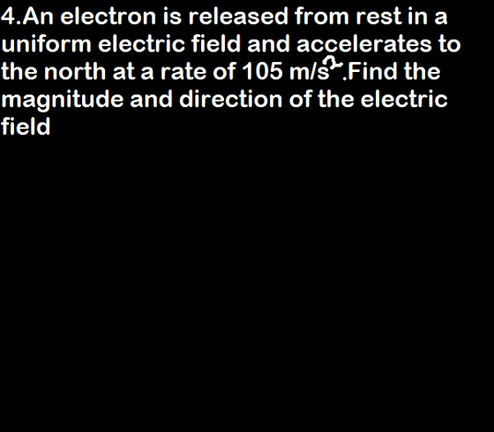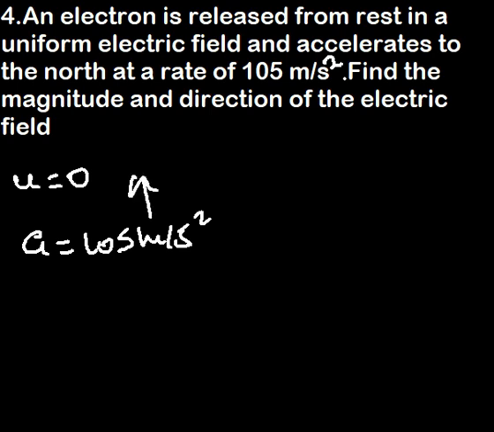And now this question says that an electron is released from rest, which means its initial velocity is zero, in a uniform electric field and accelerates to the north. So that is the acceleration, that is 10^5 meters per second squared, and that is towards the north direction. Now the question says to find the magnitude and the direction of the electric field this electron experiences.